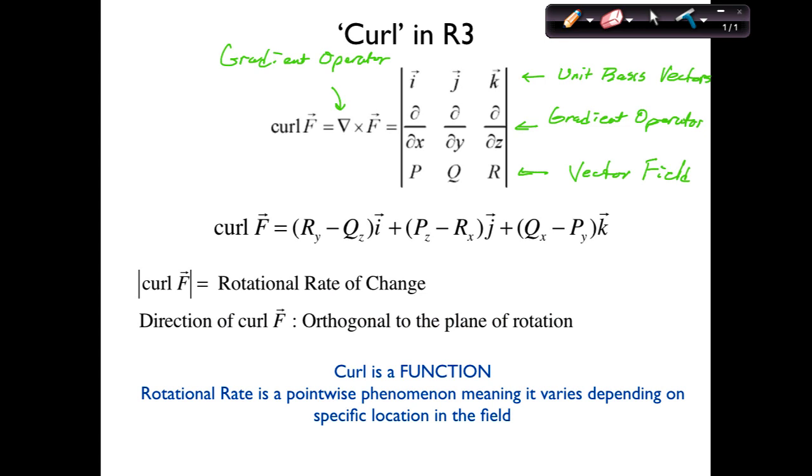And that's a function, right? So given a point, you have a curl. Given another point, you have a curl. Given another point, you have a curl. So at every given point, there is some value of curl, and so that can change throughout the field.